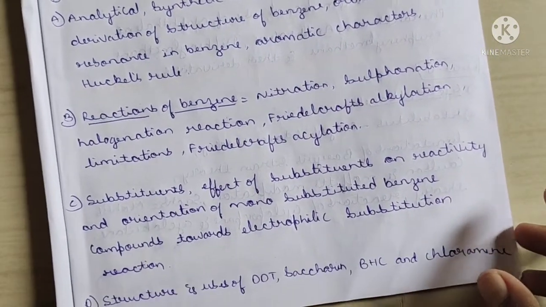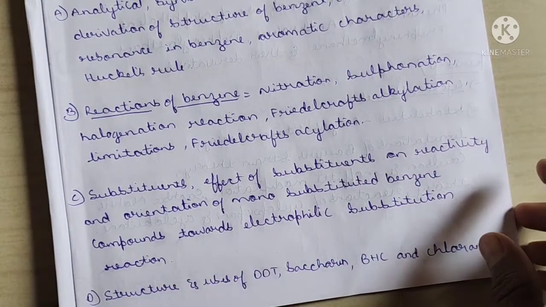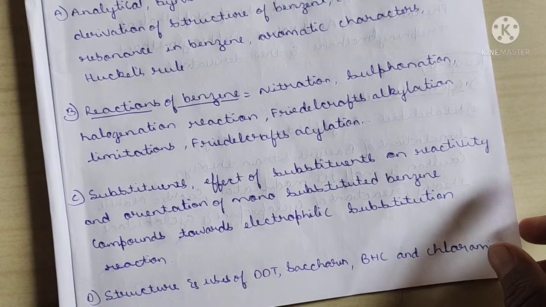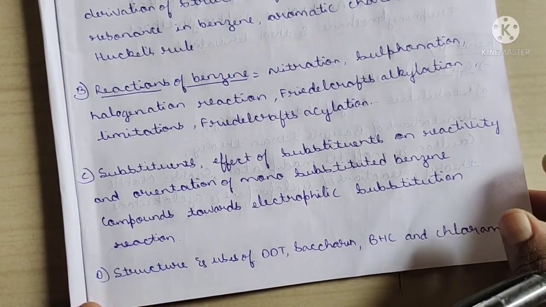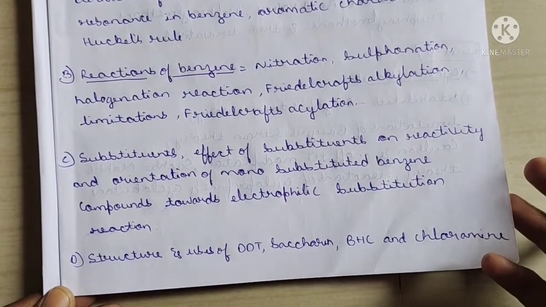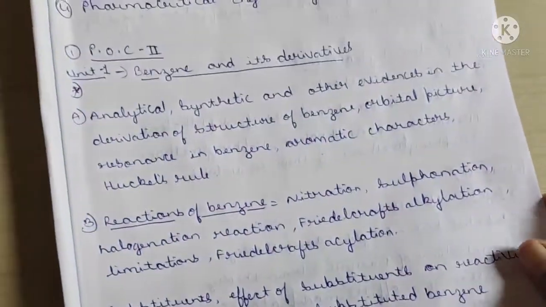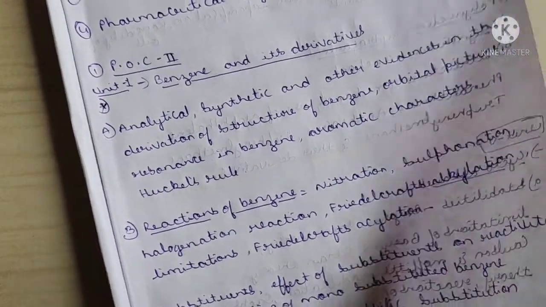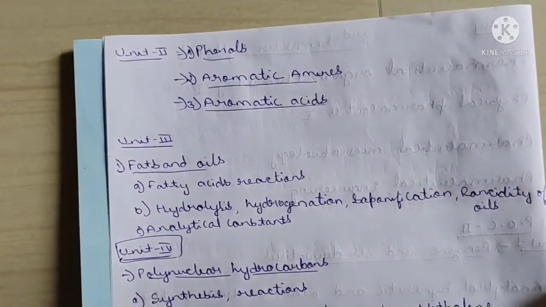Then we will discuss substituents, the effect of substituents, and electrophilic substitution reactions. Then the orientation of monosubstituted benzene compounds. Then the structure and uses of DDT, saccharin, BHC and chloramine, which we will discuss in the first unit of your POC. After this we will move towards the next unit.